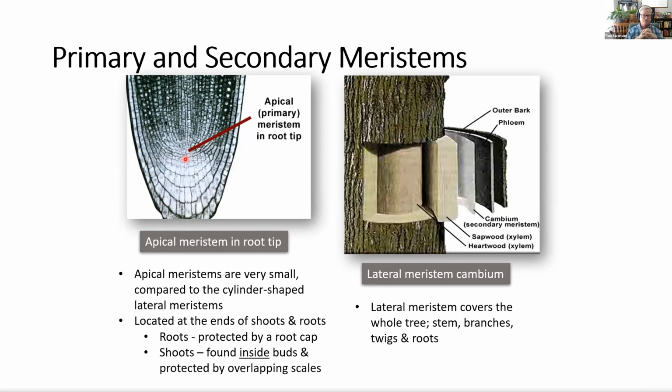So apical meristems are very small compared to the cylinder-shaped lateral meristems. Again, these primaries are going to be located at the very end of a branch or at the end of a root. Here we have an example of the lateral meristem. Here's the cambium that we've probably heard about before, especially if you've studied your book before taking the class. So this cambium is the primary producer of lateral development. So it's going to produce xylem tissue to the inside, phloem tissue out towards the bark.